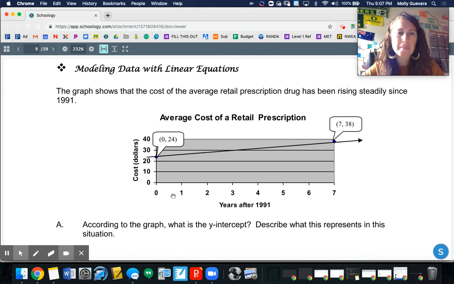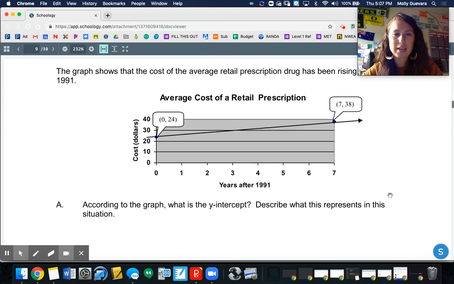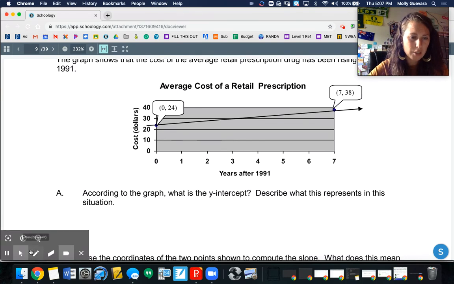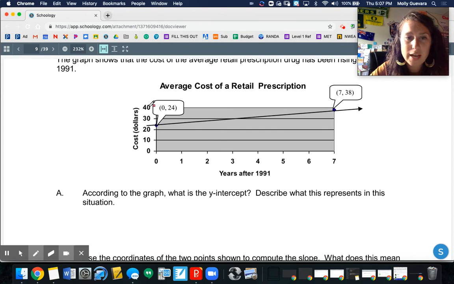Okay. So here it says, this graph shows that the cost of the average retail prescription drug has been rising steadily since 1991. We know that, right? Prescription drug prices are way too high, but they have been continuing to go up every year. So here we have the graph for it. So part A says, according to the graph, what is the y-intercept? So when you look at the graph, where does this graph cross the y-axis? Well, it crosses it right here at 0, 24. So the y-intercept is 0, 24.